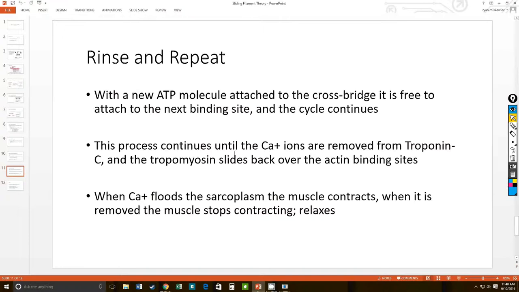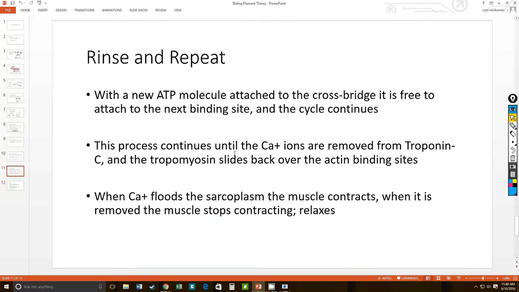Or the other thing is if ATP levels become depleted to such a point that there's not enough ATP for the crossbridge to take up a new one when the ADP releases, okay? In that case, the muscle is going to stay attached. It's not going to be able to move. You're going to have a state of rigor, all right?